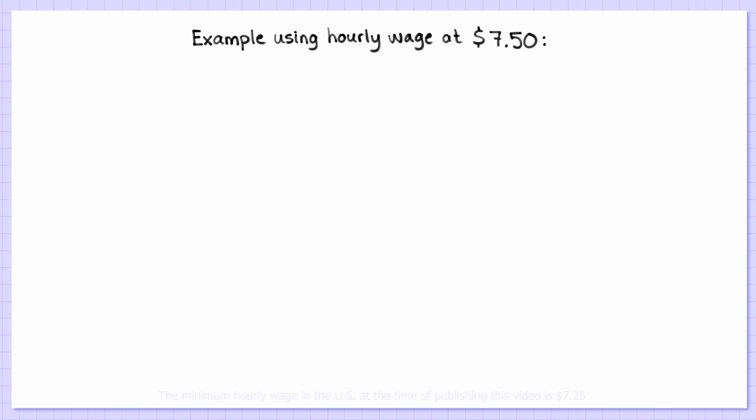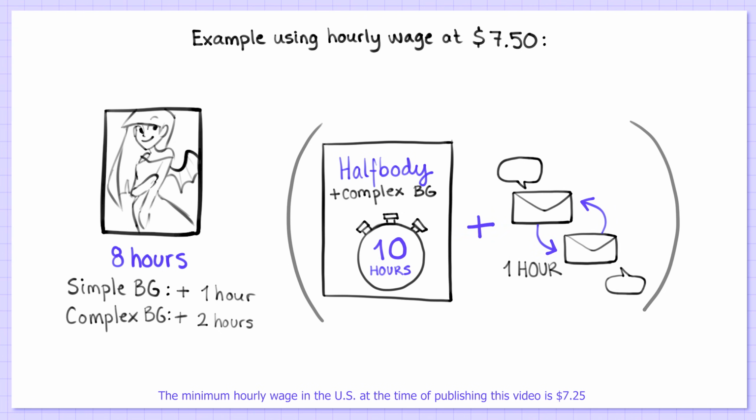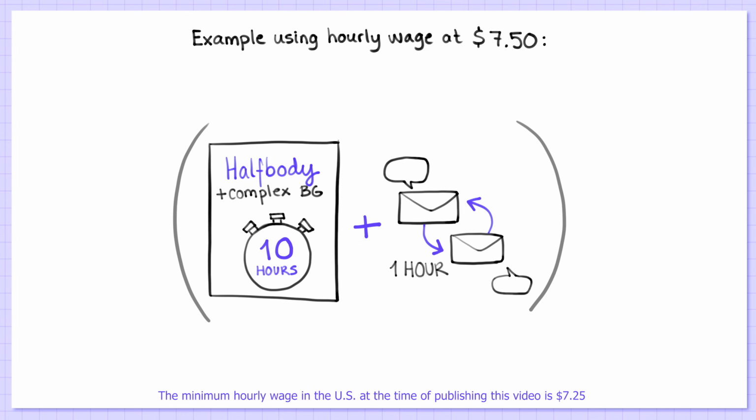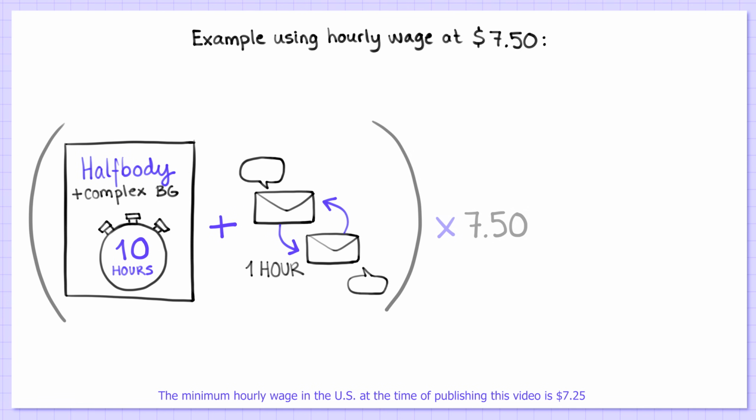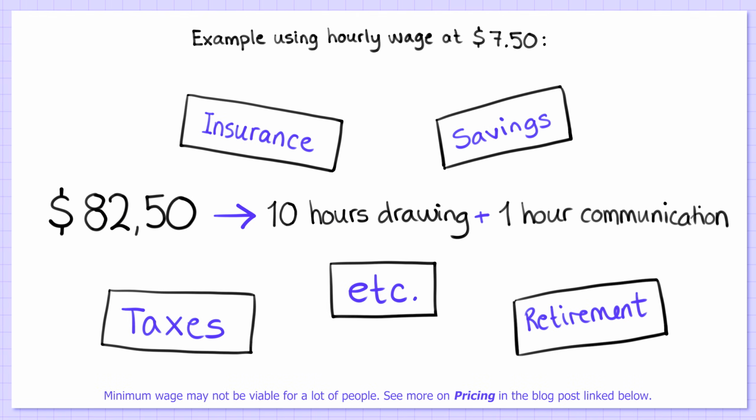The last time I talked about this, I mentioned first trying with the minimum wage for where you're located. So for a commission of a single character, half body with a complex background, the time spent runs up to approximately 11 hours. If I were to then multiply the 11 hours with the hourly wage we decided, I should charge $82.50 for this commission. And mind you, this is based on a number close to the minimum wage. Luckily for you, you are probably an independent artist, so you don't have to work for a minimum wage. You can charge whatever you want.